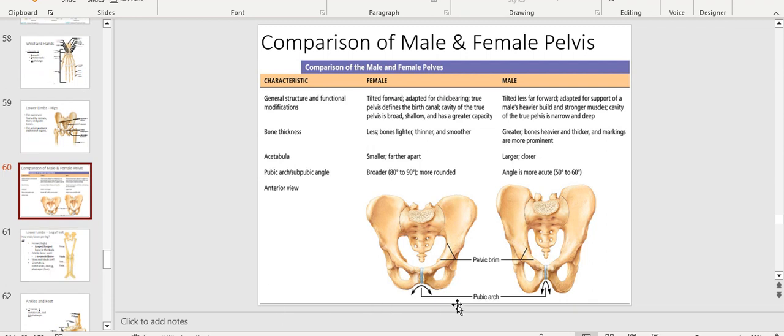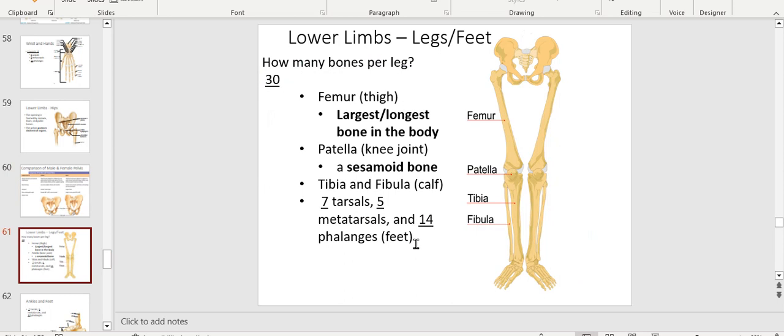As well, you see the pubic arch. What's going on here? There's a joint right here called the pubic symphysis. We'll get more into that later. There you go. Lower limbs, leg, feet.